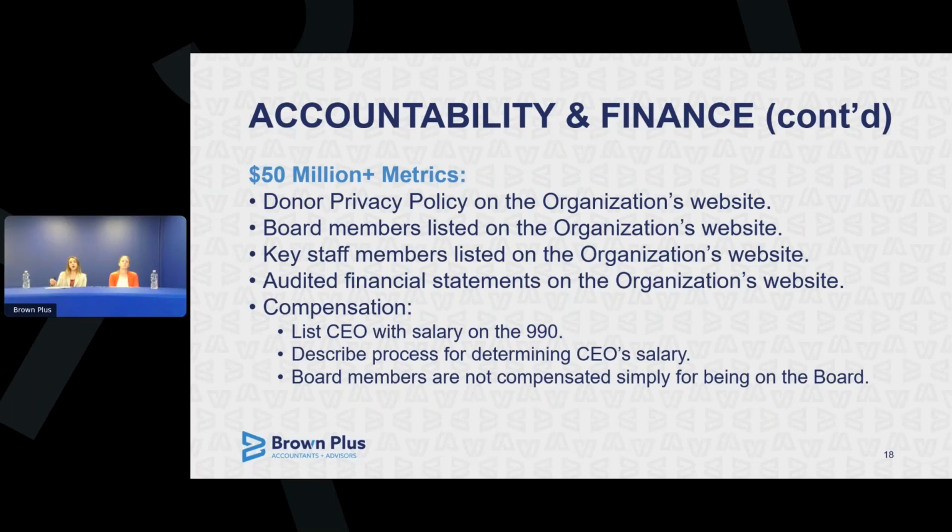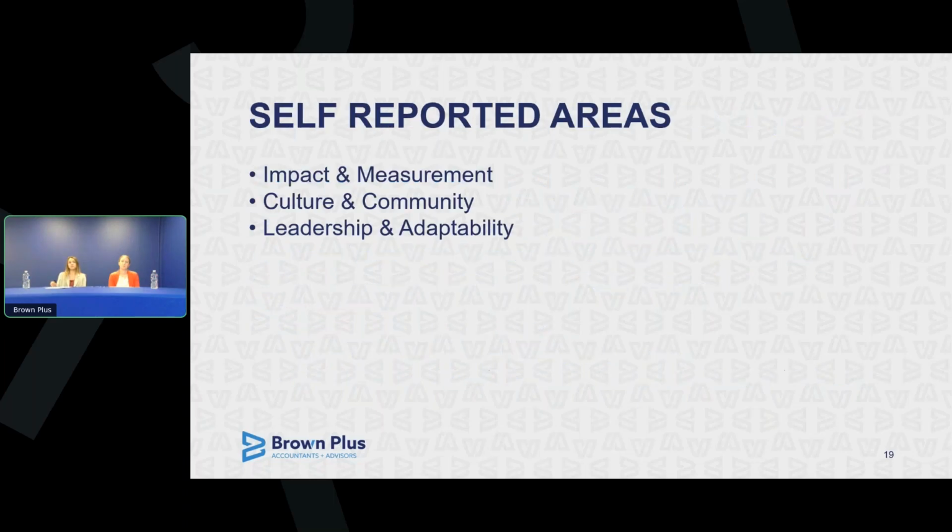And then they're going to look at a few compensation items. So they want to see that the CEO is listed on your 990 with their salary. And we'll talk a little bit in a couple slides about compensation and everything around that, but that is a requirement. And they want to see that you're describing the process for determining your CEO's salary. So are you having a compensation study? Are you looking at similar organizations? What are you doing to make sure that that's reasonable? And they do not want to see board members that are compensated simply for being on the board. That is okay to do. That is just a negative indicator for this purpose.